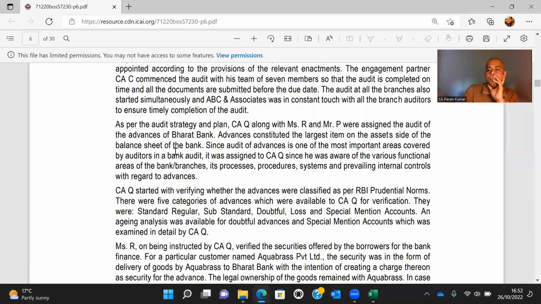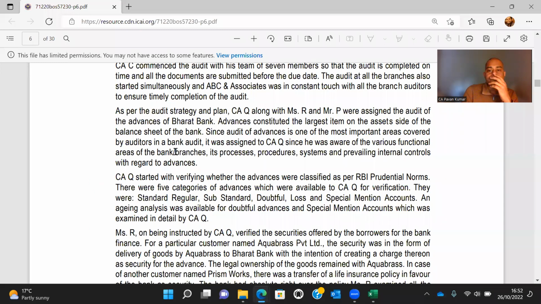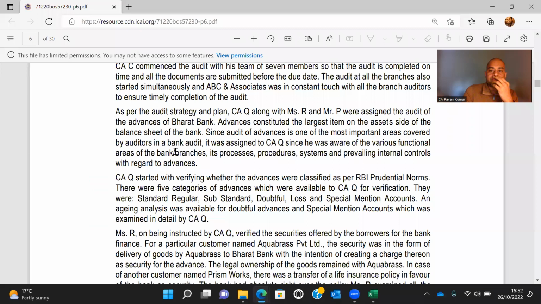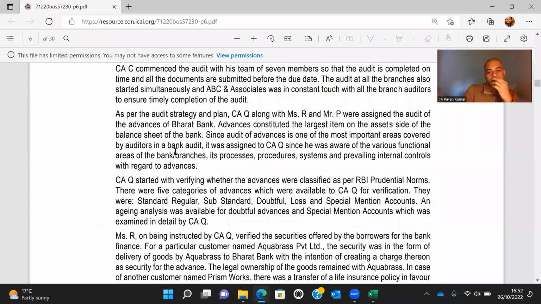As per the audit strategy and plan, CAQ along with Ms. R and Mr. P were assigned the audit of the advances of Bharat Bank. Advances constituted the largest item on the asset side of the balance sheet of the bank. Since audit of advances is one of the most important areas covered by auditors in a bank audit, it was assigned to CAQ since he was aware of the various functional areas of the banks or branches, its processes, procedures, systems, and prevailing internal controls with regard to advances.